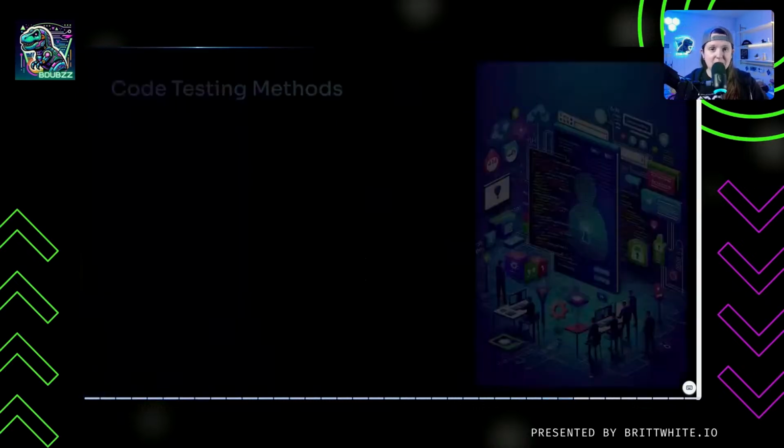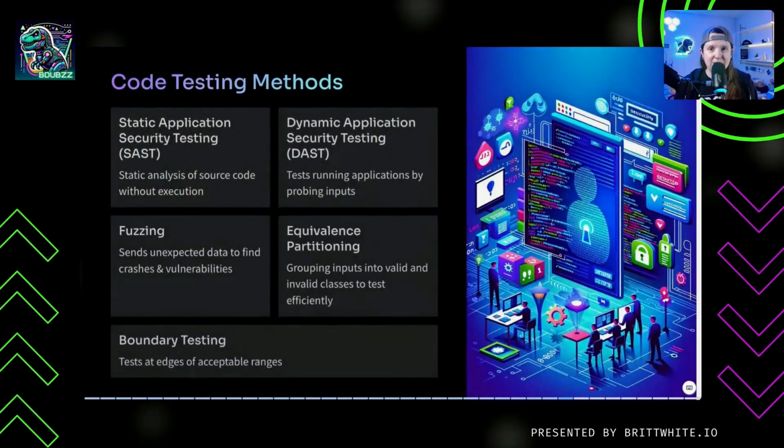Now, when it comes to code review, there's some key code testing approaches that work together. Static Application Security Testing, or SAST, analyzes the source code without execution, catching vulnerabilities like SQL injection early in development. Dynamic Application Security Testing, or DAST, tests running applications to find runtime vulnerabilities by actively probing inputs and responses.